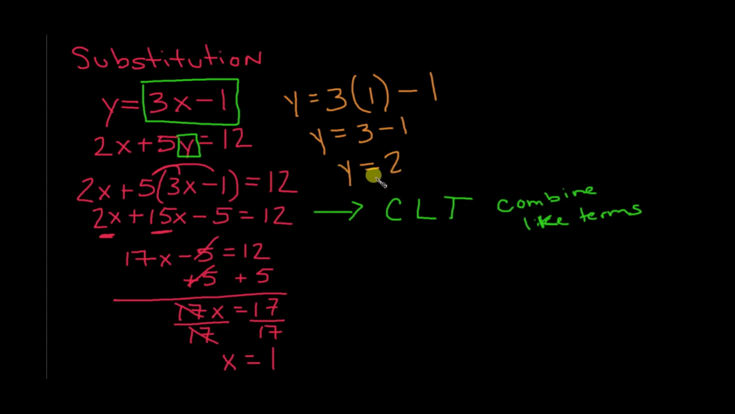So now you have your final answer, and we like to put this in ordered pair form. So you would write your answer as 1, 2 is a solution to this system of equations.